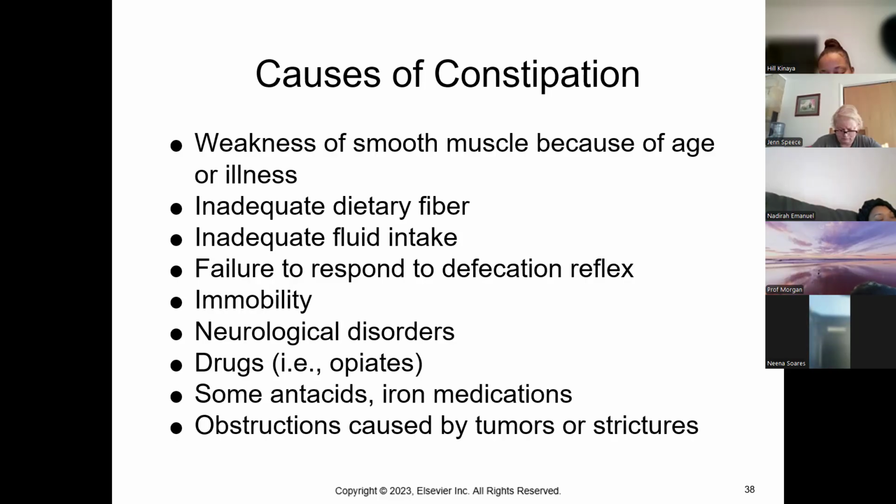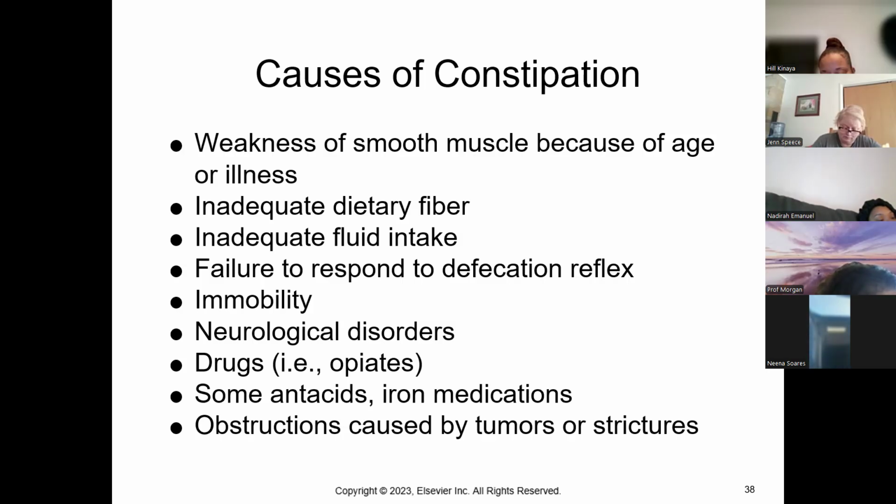Immobility, if they're not moving around, can cause muscle weakness. Neurological disorders like multiple sclerosis or some sort of spinal cord injury. Taking opioids or narcotics or other central nervous system depressants, or anticholinergics, because you know the saying for that, right? Can't see, can't pee, can't spit, can't poop. They block the peripheral nervous system, anticholinergics, and that slows down peristalsis. Some of your antacids, your iron medications, and your bulk laxatives.